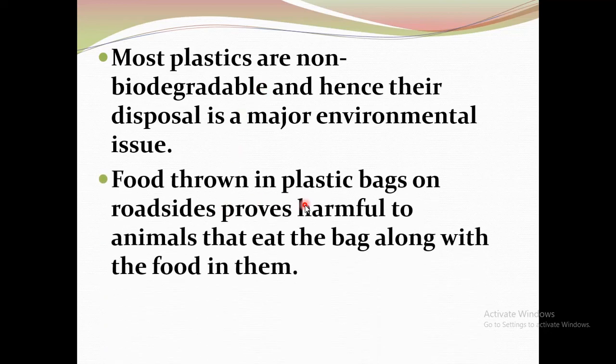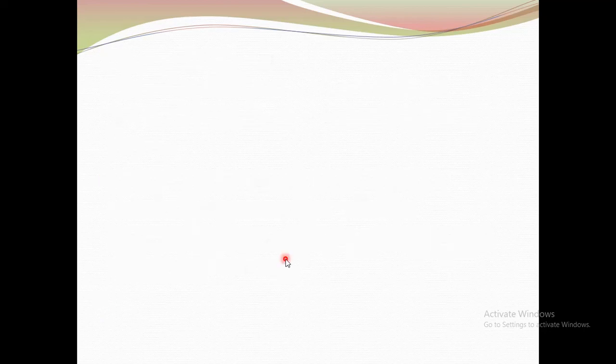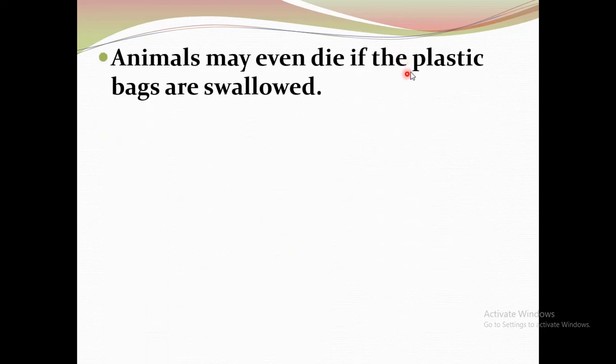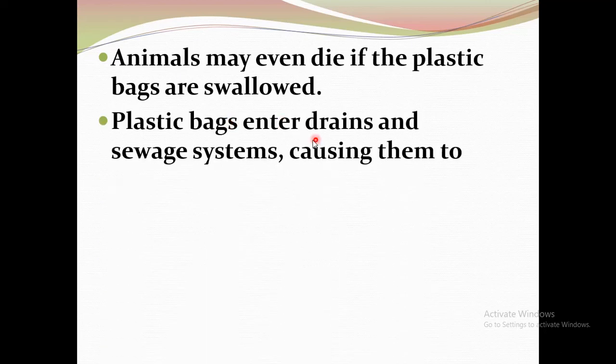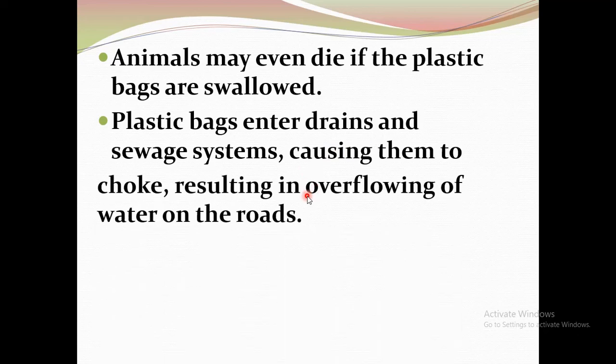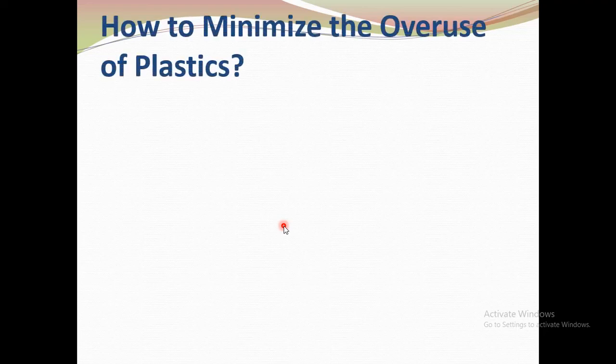Now food thrown in plastic bags on roadsides will be eaten by the animals along with the plastic bag. So sometimes the animal will even die if the plastic bags are swallowed by them. Plastic bags enter into drains and block the drainage system, which will result in overflowing of water on the roads. So these are the harmful effects of plastic in our environment. I hope that you all understand this topic.